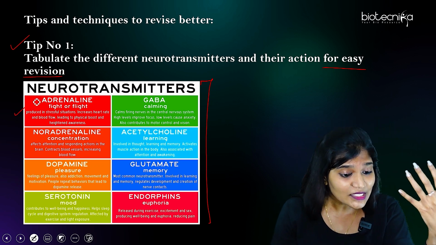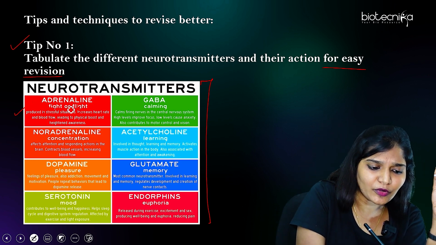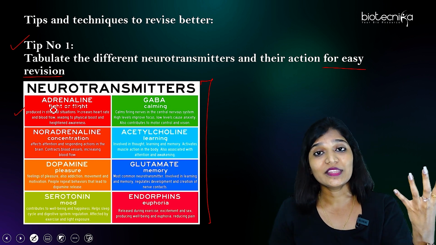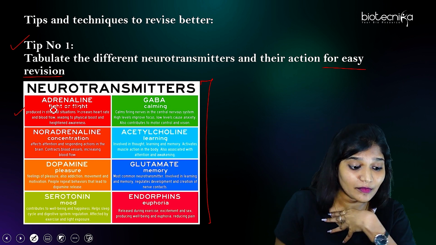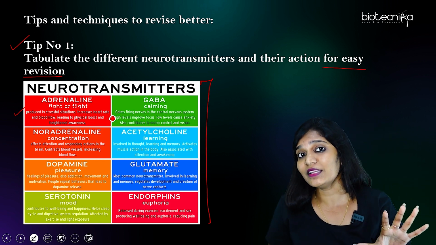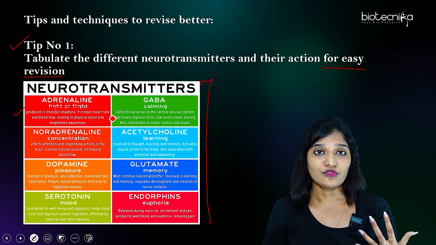It's called the fight or flight hormone. And when will it be produced? It is produced during stressful situations. During that time, it increases your heartbeat and the blood flow. Everything is actually related to that. So you should remember the role of the adrenaline hormone.